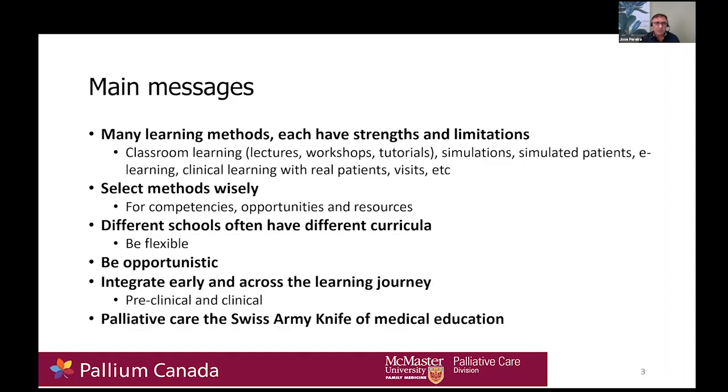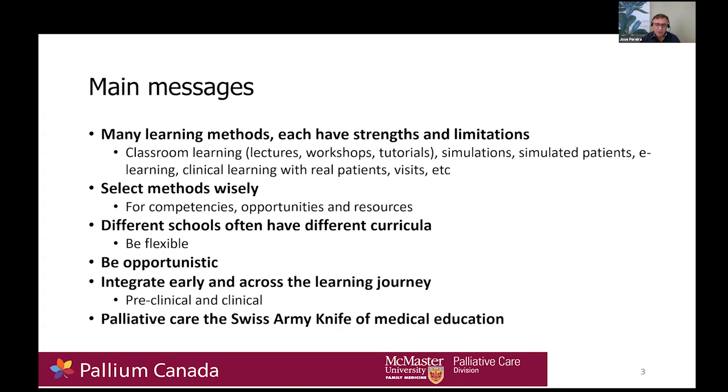So our approach has been developing different products that different schools can use and integrate within their specific curriculum, whatever it looks like, and the opportunities within that curriculum. So I'll share with you some of that shortly.